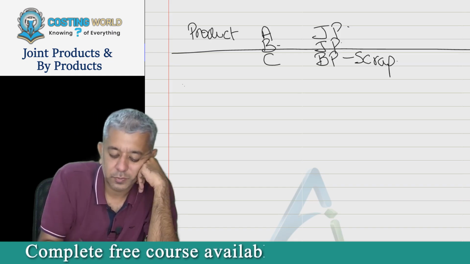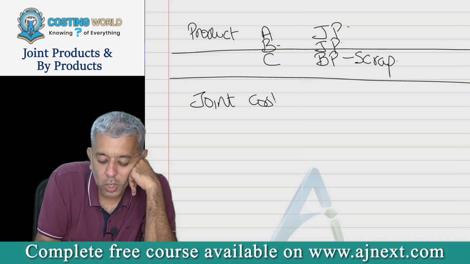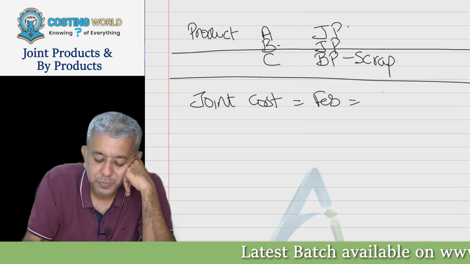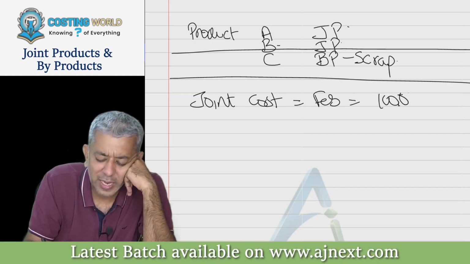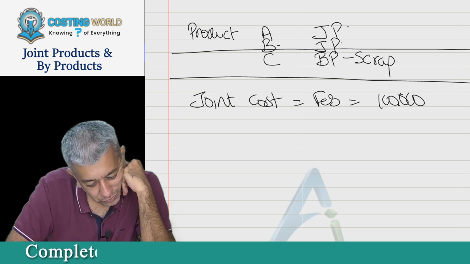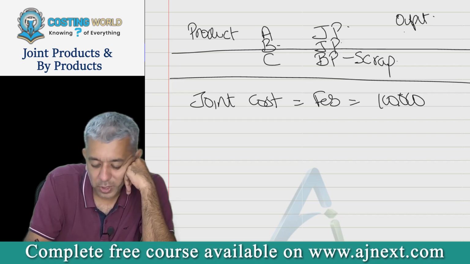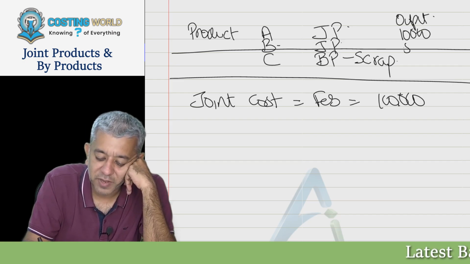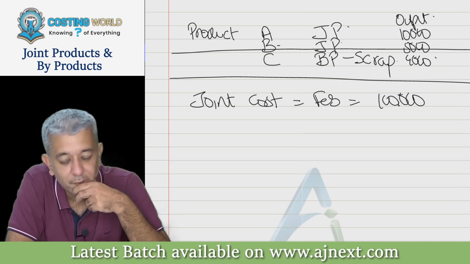Now, I'm giving you some data. Joint costs that are incurred, say in the month of Feb, okay, is say rupees 1 lakh. Any number I'm writing. Then, how much did I produce of each particular product? Say 10,000 kgs, say 5,000 kgs, say 4,000 kgs. Okay, this was my output.